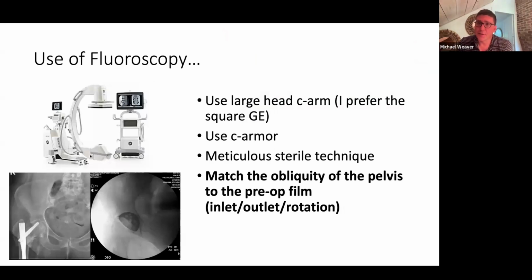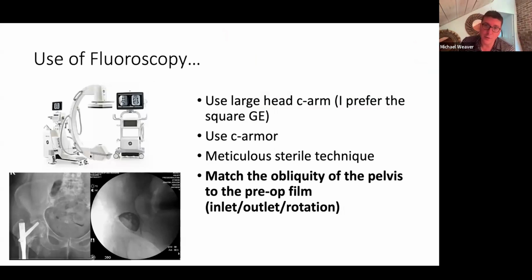The key thing is to use a large C-arm with a large head. I use a C-arm drape, but you really want to be careful with your sterility of the C-arm. When you go back and forth to a lateral, there are a lot of studies to show the drapes aren't quite as sterile as we would like. So really be careful. The key thing to this is really getting the right fluoroscopic image.